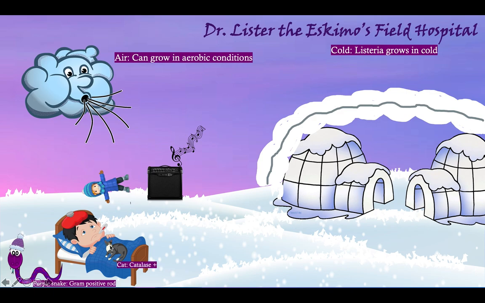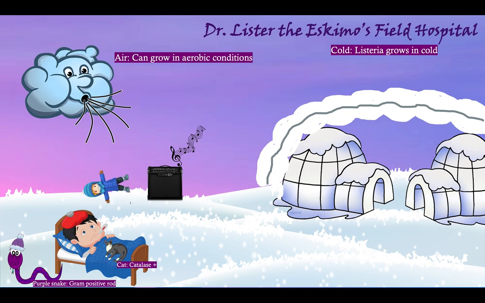Now notice our little sick kid here has a cat friend, and the cat friend is there to remind you that this is a catalase positive organism. Now that's not a super important aspect of Listeria, but it is important when you're talking about immunodeficiency. So chronic granulomatous disease, for instance, makes you susceptible to catalase positive organisms. So I added that in here for good measure.